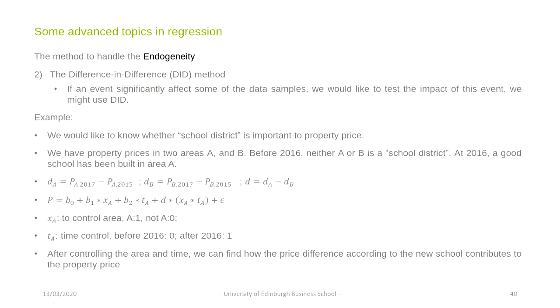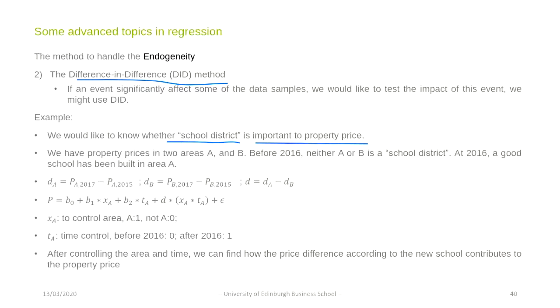And the next one is called the difference in difference method. So this is particularly for when we would like to compare the difference for some change, for some events. For example, we might like to say maybe school district is very important for the property price. To prove this, we might need to run a regression.